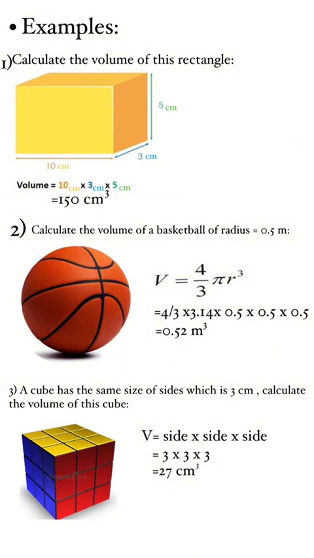The last example is about the cube, where the side of this cube is 3 centimeters. Therefore, the formula of the cube volume is equal to side times side times side. And in this example, the side is equal to 3 centimeters. Therefore, the volume of the cube equals 27 centimeter cube.